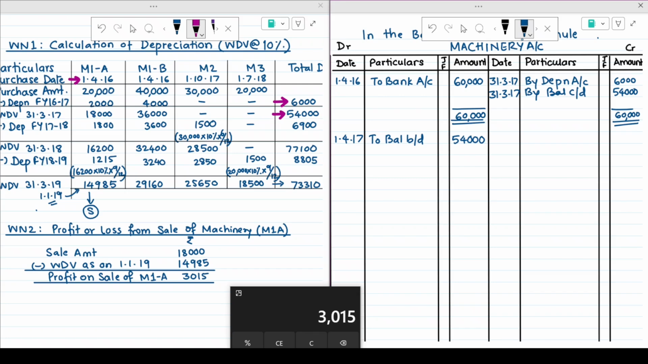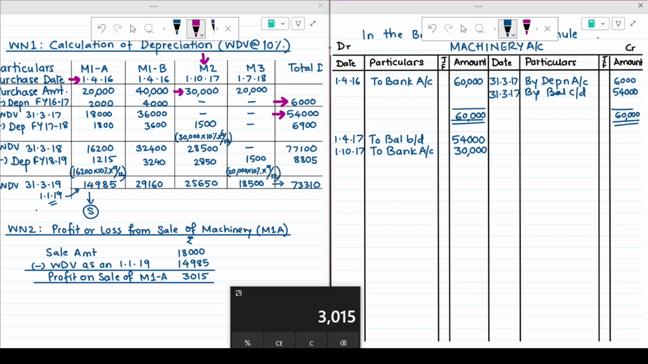So in second year, we have purchased another machinery. This is machine 2 for 30,000. So we'll pass this entry. It was purchased on 1st October 17, and we have paid through bank. So to bank account, machinery account debit to bank account. The amount is 30,000. And no purchase sale entries are there other than this.